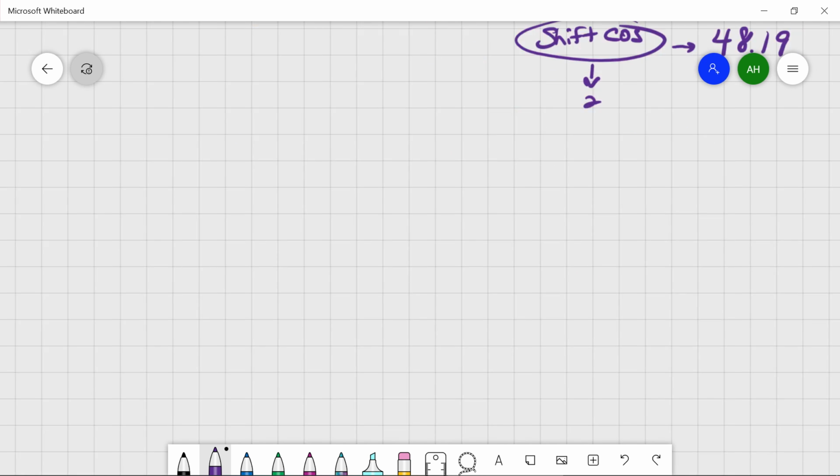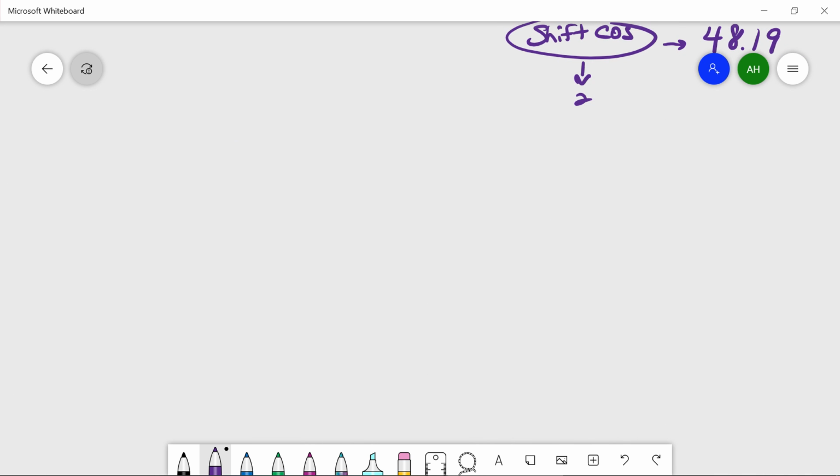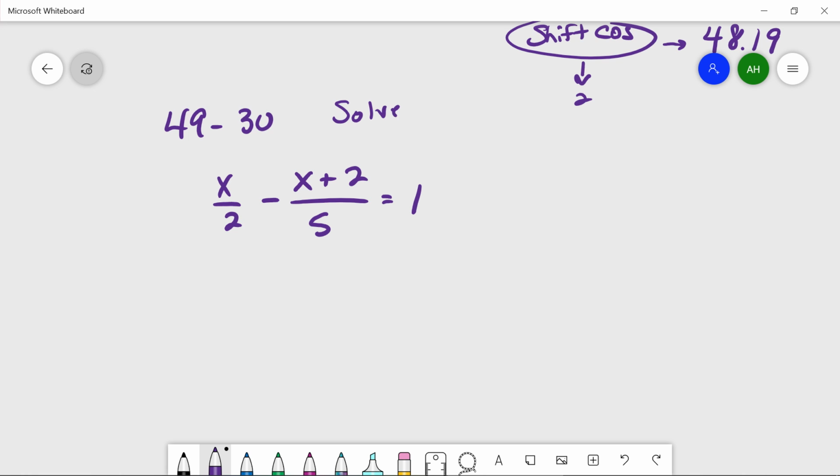The last one that I have been asked to solve is lesson 49, number 30. We have x over 2 minus x plus 2 over 5 equals 1. As I look at what they ask you to do, they just use the word solve. So I'm solving for x. They want you to find the value of x.